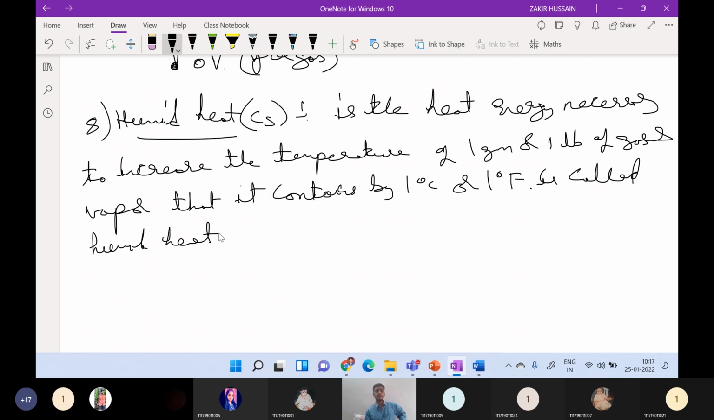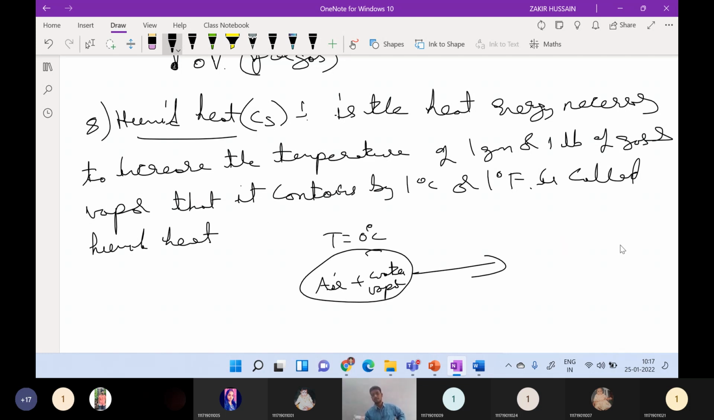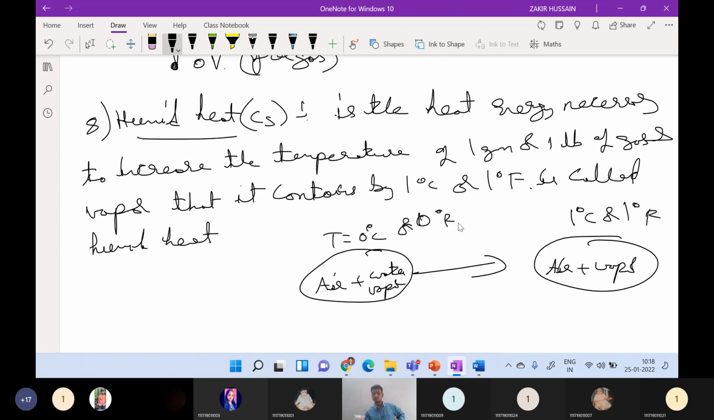For example, if there is air plus water vapor at a temperature of 0 degree centigrade, and you want to raise this same air and water vapor temperature to 1 degree centigrade or 1 degree Fahrenheit, how much amount of heat you have to supply to raise this temperature is called your humid heat.